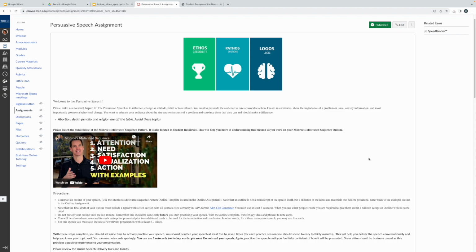A persuasive speech is to influence change in attitude or belief, or to reinforce. You want to persuade the audience to take a favorable action, create an awareness, show the importance of a problem or issue, convey information, and most importantly, promote a behavioral change. You want to educate your audience about the size and seriousness of a problem and convince them that they can and should make a difference.